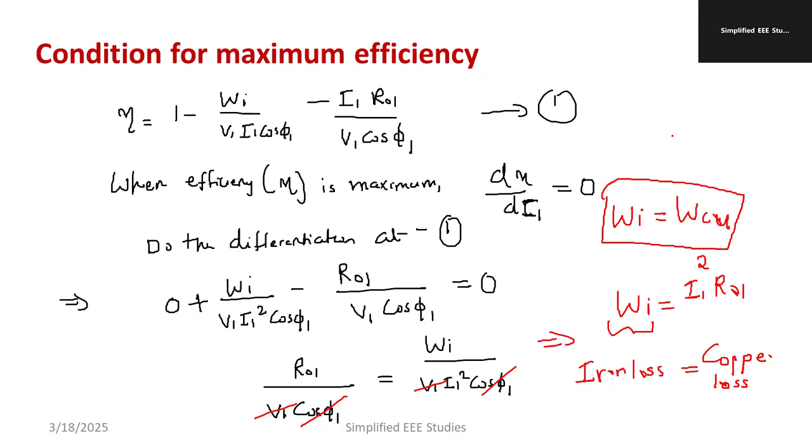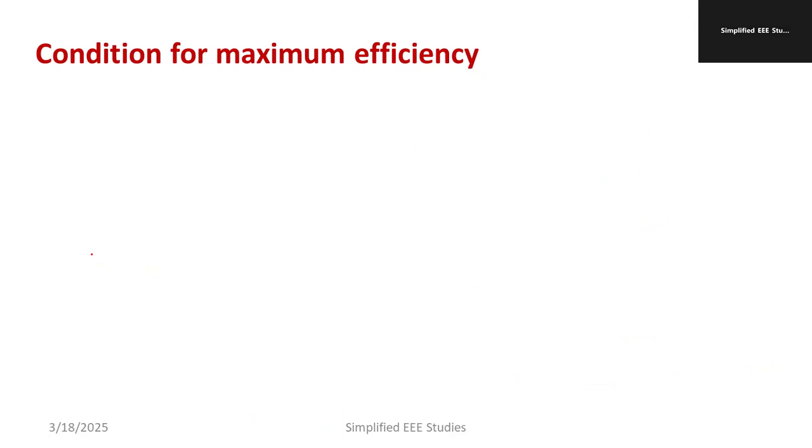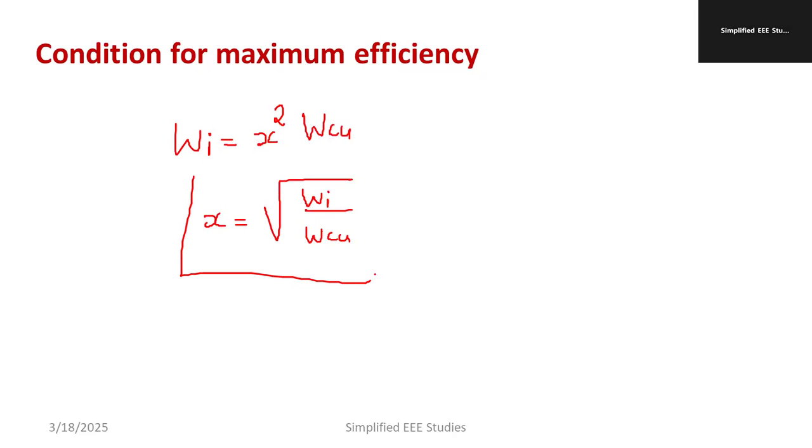This is the condition for maximum efficiency of a single phase transformer. Iron loss will be equal to copper loss. One more thing I can write mathematically: iron loss is equal to the fraction of load x square into Wcu. Therefore, the load at which the maximum efficiency of the transformer occurs is given by x equal to the square root of Wi divided by Wcu. This point you also have to remember. Whenever we are solving the problem, it will be helpful.